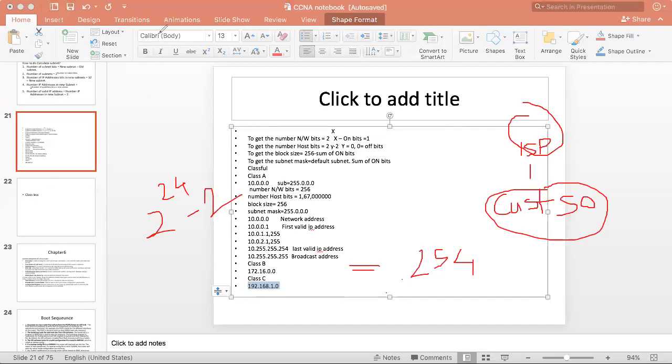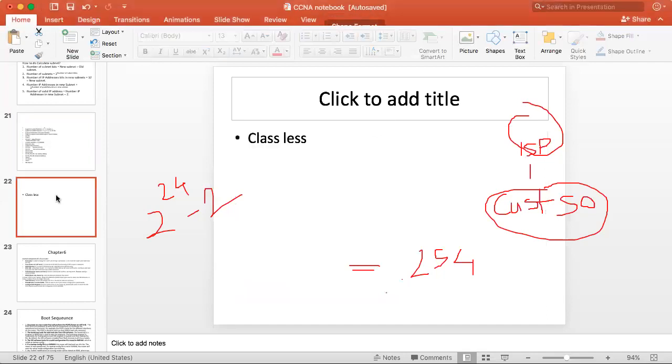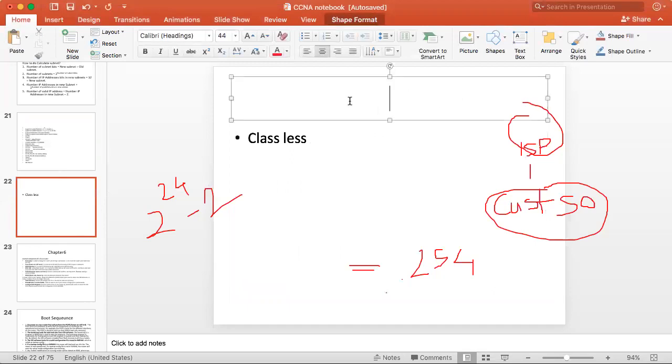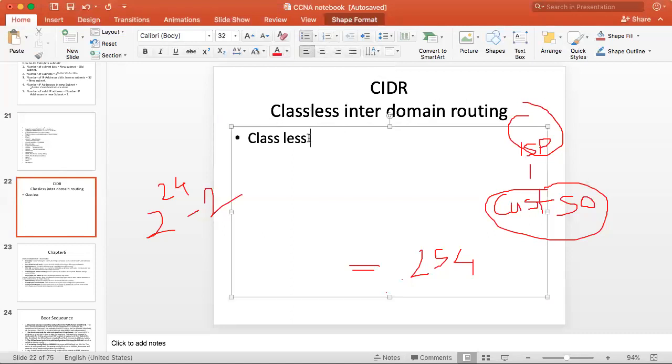So now what we have is classless. In classless, it will basically divide the big network into small networks. In order to do that, we use CIDR. Why is it called classless? It is called classless because now there is no class. CIDR full form is classless interdomain routing. So using CIDR, as I told you, there won't be any class.